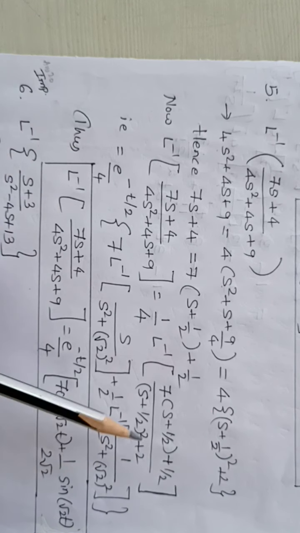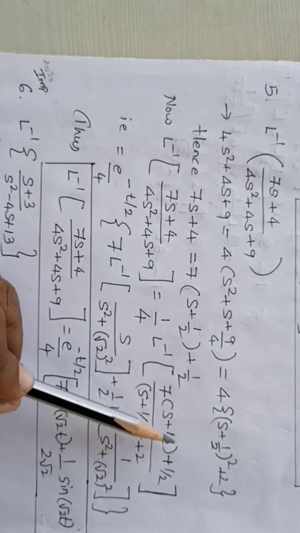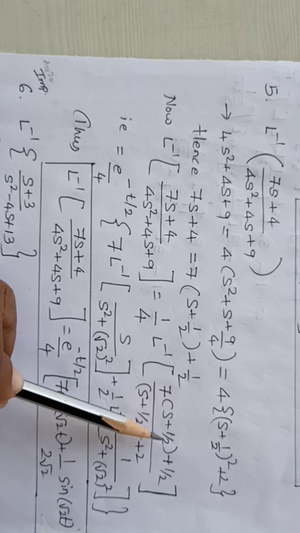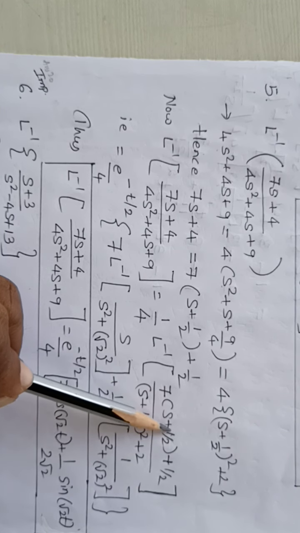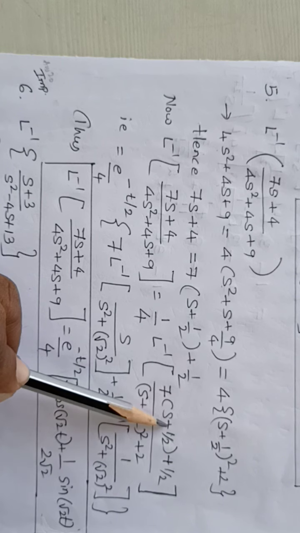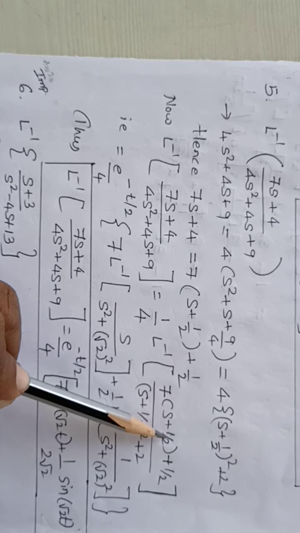So that is equal to, now again s plus half changes to s, and in here again a is equal to how much? Minus half. Plus symbol is there, so it is minus half.